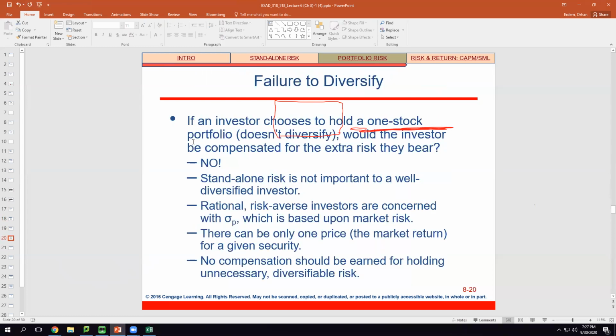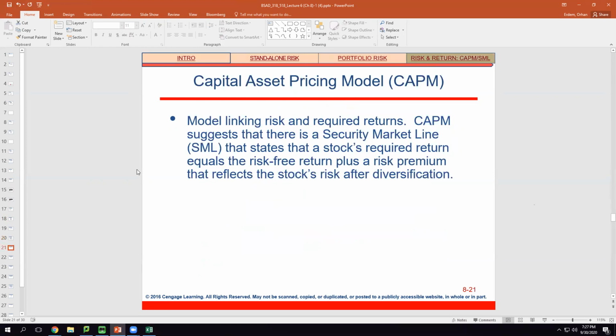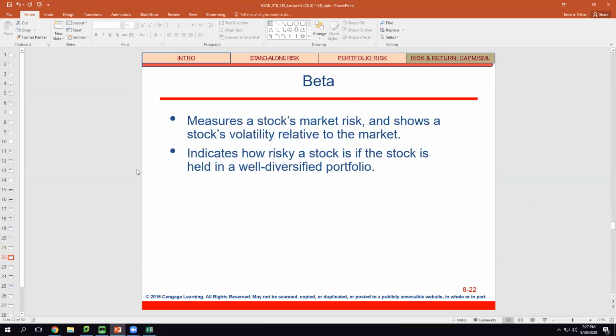Well, in finance, we learn how to decrease the diversifiable risk. We can't eliminate the market risk, but we can measure it. We can measure how much a stock is linked to the market. That's something called beta, which I will show you in a moment. Beta measures a stock's exposure to market risk, and it shows the stock's growth relative to the market.